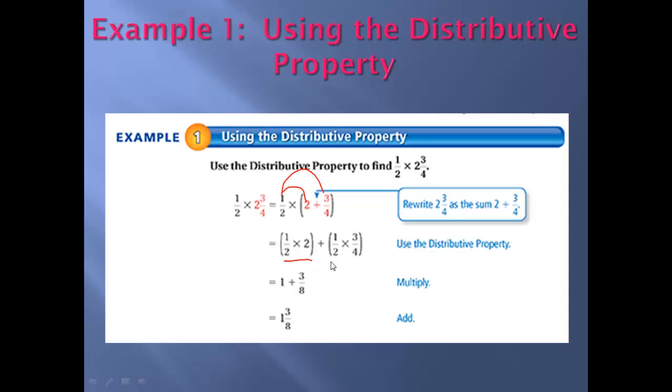And then we have plus 1/2 times 3/4. We're going to multiply 1 times 3, which is 3, and 2 times 4, which is 8. So we're going to have 3/8. So now we have 1 plus 3/8, and 1 plus 3/8 is 1 3/8.